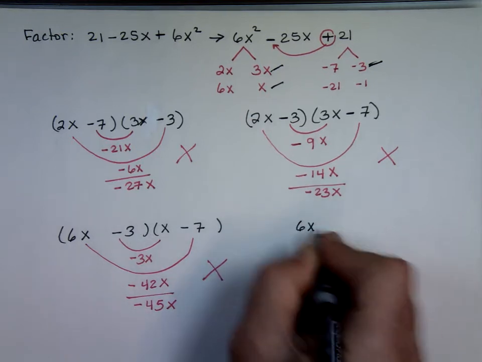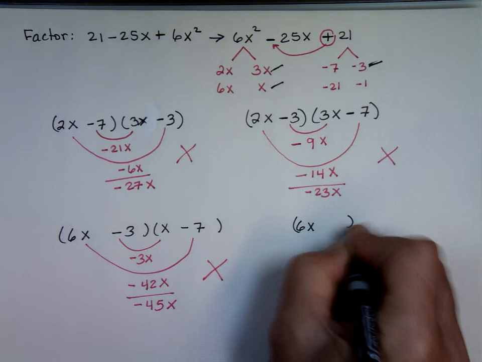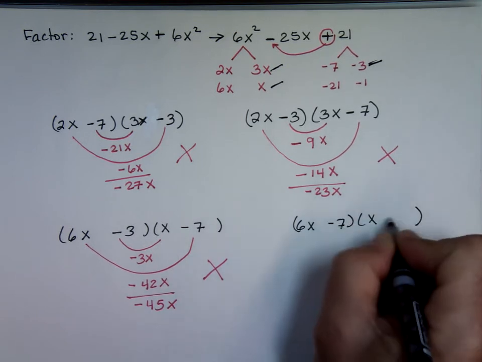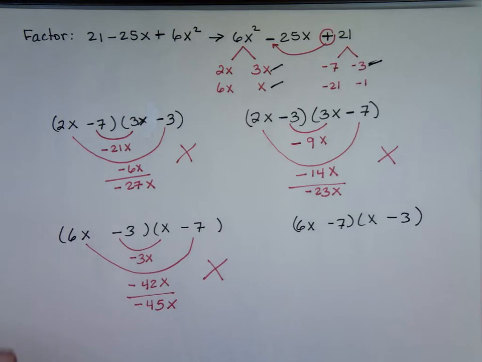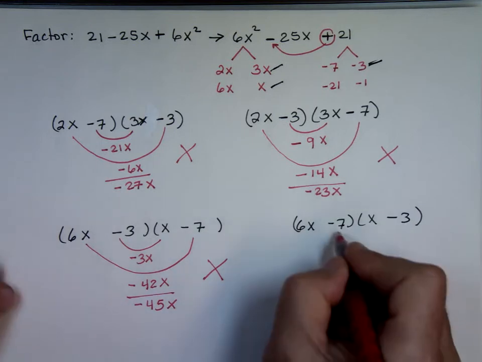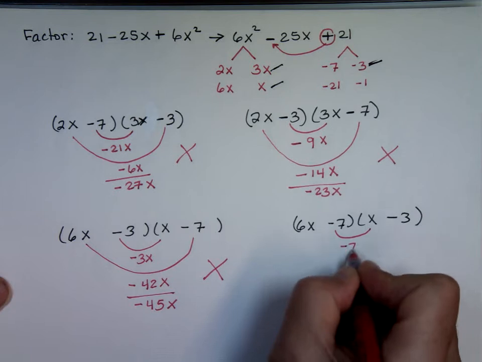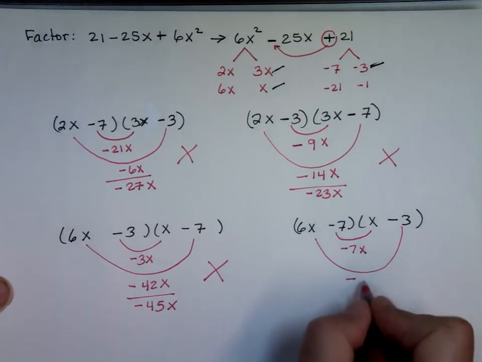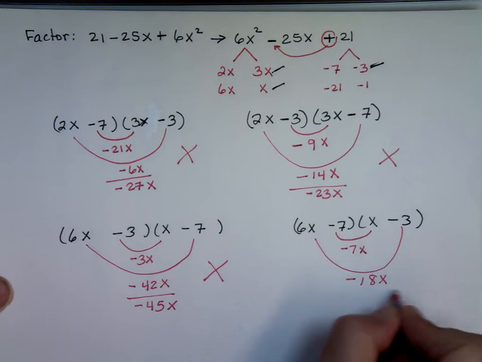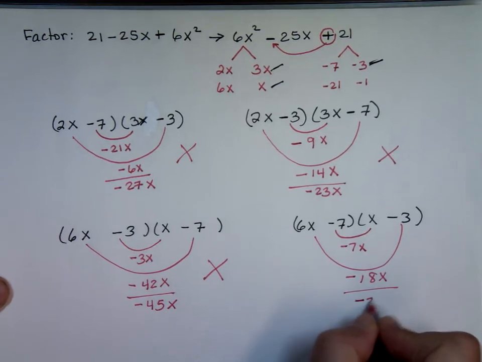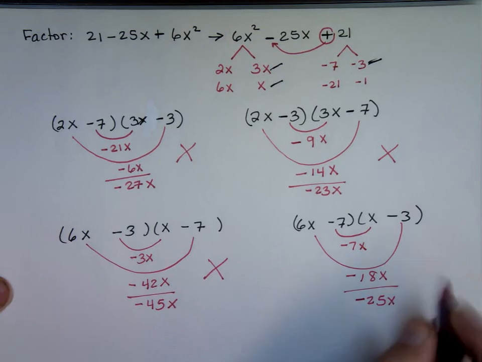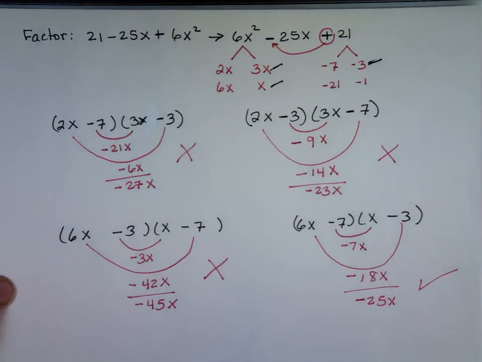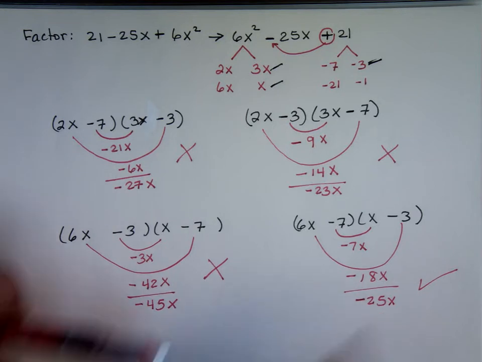Six x and x. Put the negative 7 here. Put the negative 3 there. Negative 7x. Negative 18x. When you add them, what do we have? Negative 25x. And that's exactly what we need. Negative 25x. So that is my correct factoring.